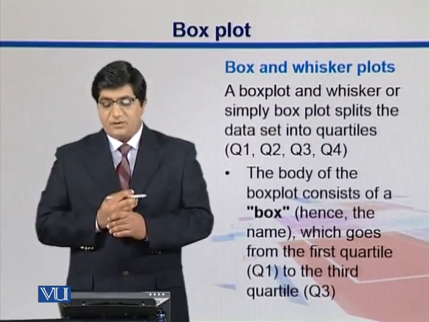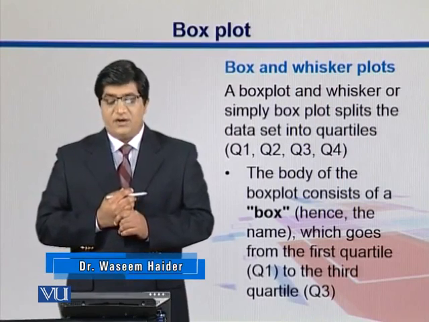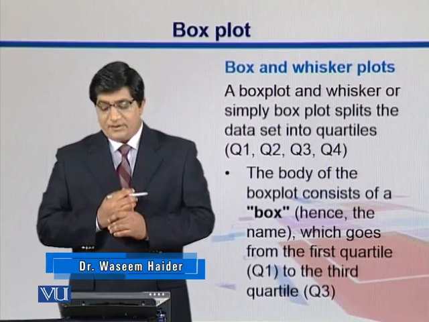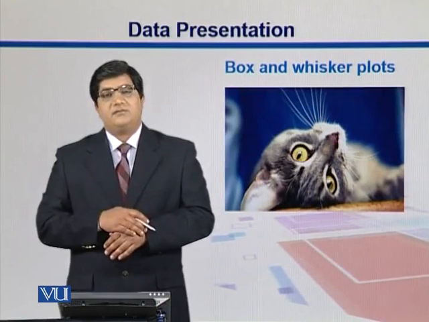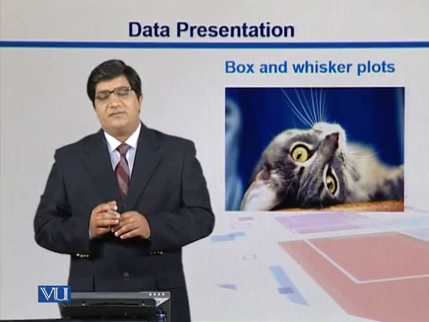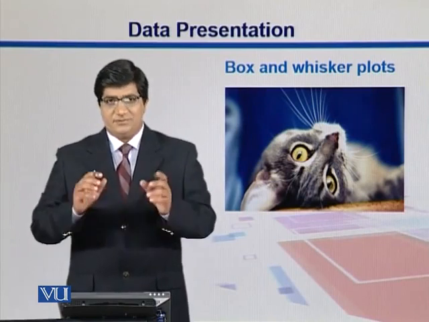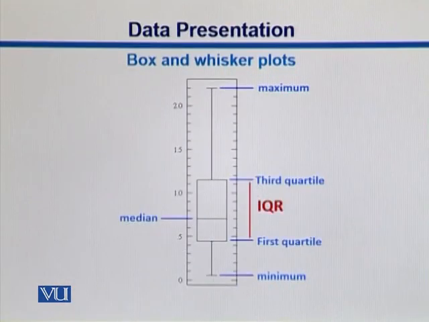The body of the box plot consists of a box, which connects Q1 and Q3 with one another, and there are long whiskers. These whiskers are like the thick hair present on the body of cats or mice, which is why this shape looks like a cat. Here is the box and here are its whiskers. That's why this arrangement is called a box and whisker plot.